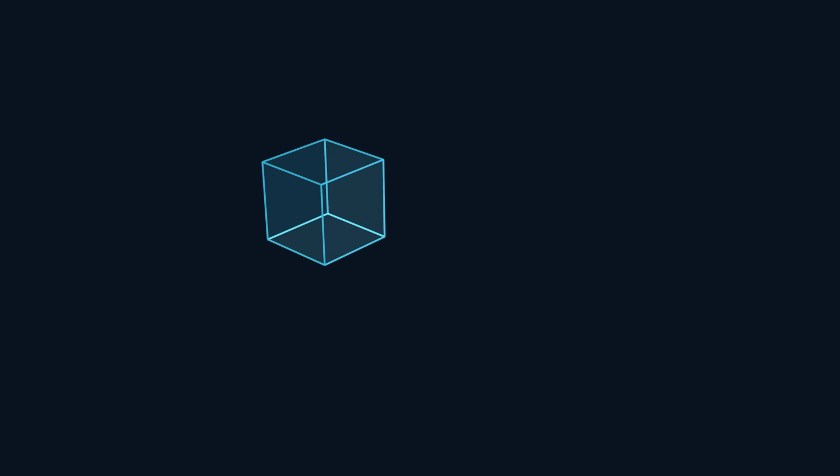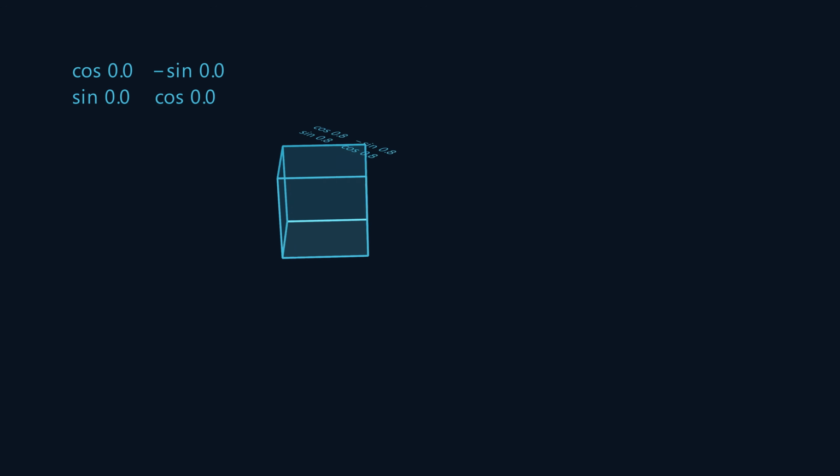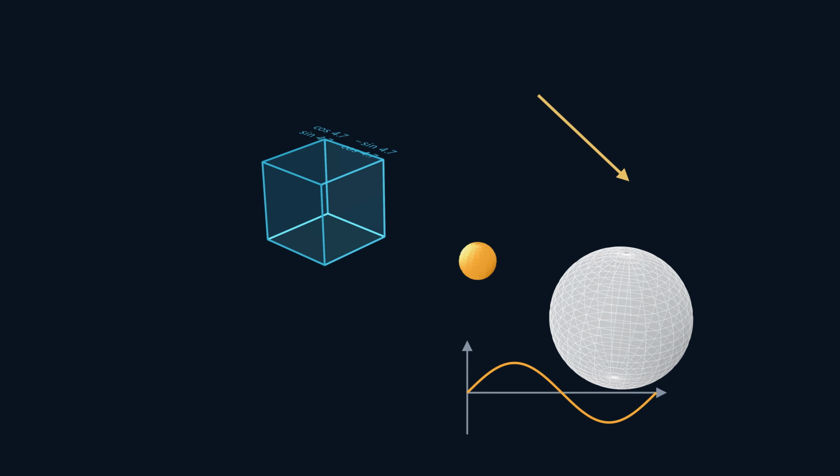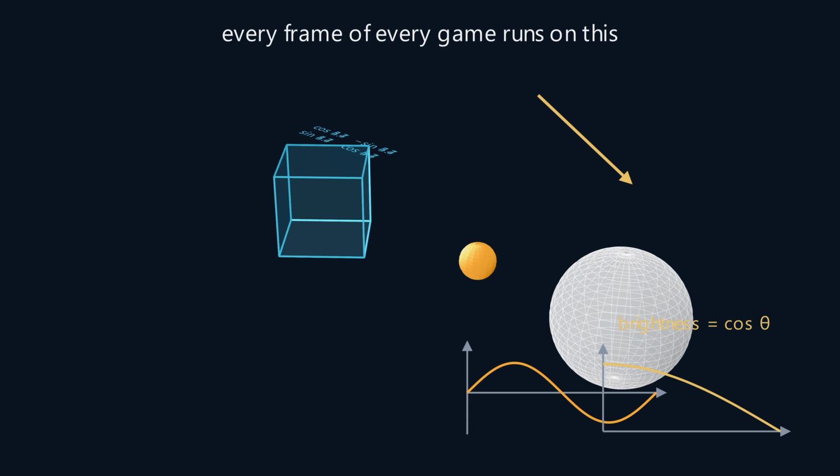Every frame of every game and animated film runs on this too. Rotating an object means multiplying its points by a matrix full of sines and cosines. Making something orbit, bob, sway, or pulse means driving its position with a sine. Even the way light falls on a surface is computed from the cosine of the angle between the light and the surface. Now the fact that makes calculus possible.